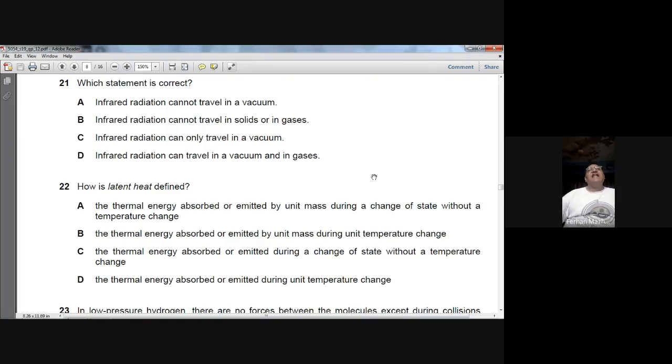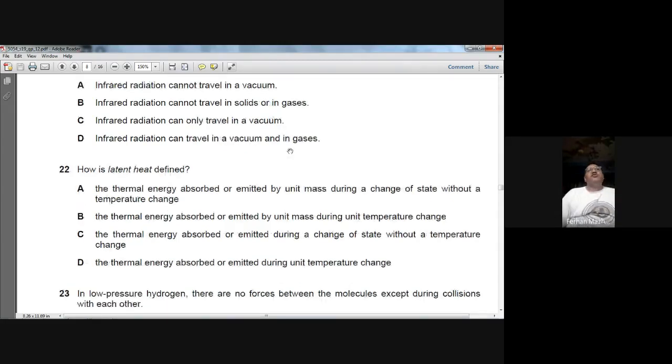Infrared radiation can only travel in a vacuum. The word only is wrong. Infrared radiation can travel in a vacuum and in gases. This is a perfectly correct statement. So for question number 21, D is the option.